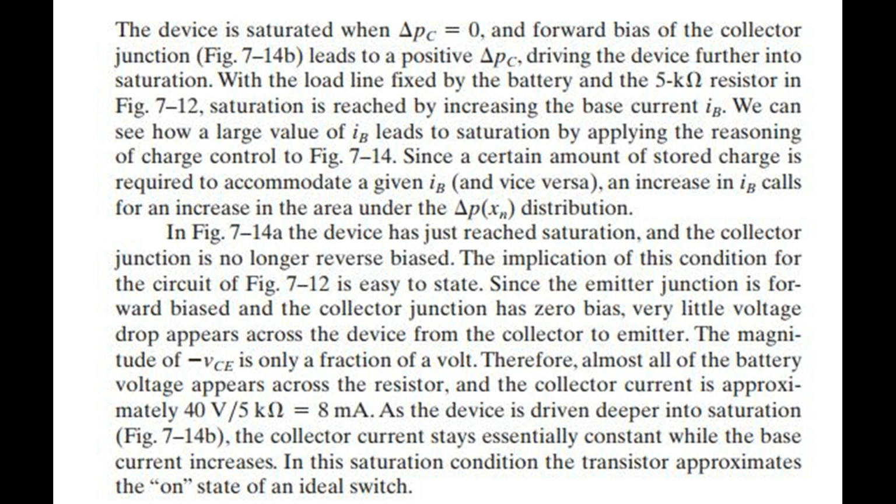The implication of this condition for the circuit of Fig 7.12 is easy to state. Since the emitter junction is forward biased and the collector junction has zero bias, very little voltage drop appears across the device from the collector to emitter. The magnitude of VCE is only a fraction of a volt. Therefore, almost all of the battery voltage appears across the resistor, and the collector current is approximately 40 volts/5 kΩ equal 8 milliamps. As the device is driven deeper into saturation, Fig 7.14b, the collector current stays essentially constant while the base current increases. In this saturation condition the transistor approximates the on state of an ideal switch.